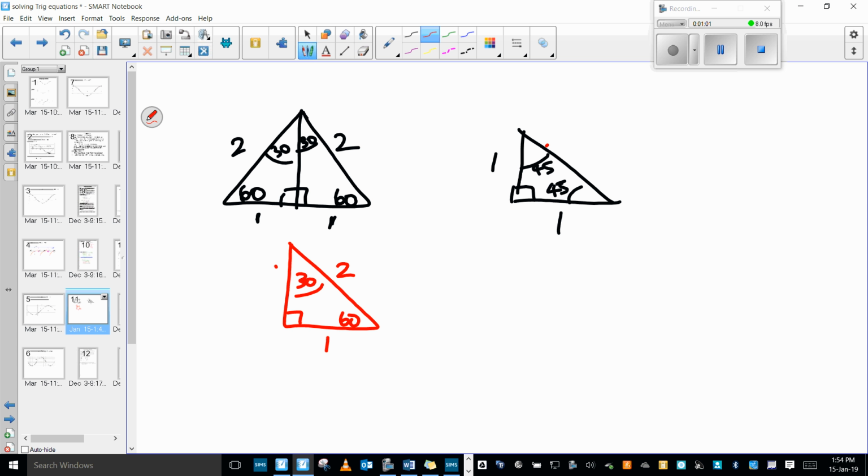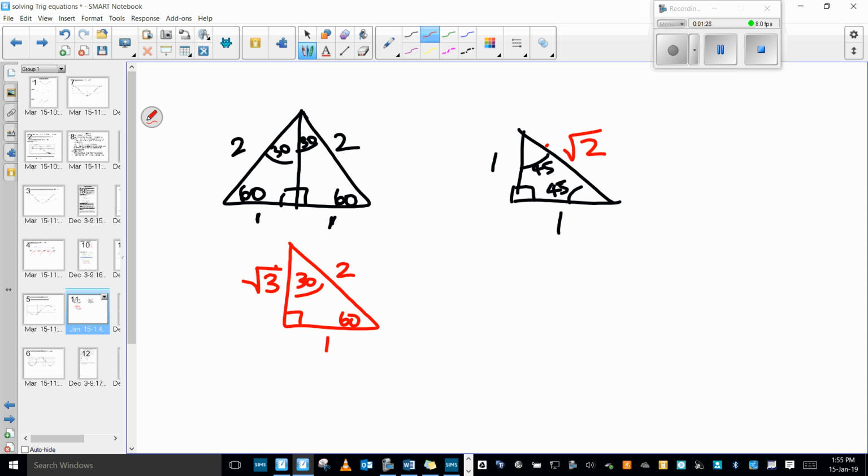2 squared, 4, minus 1 squared, 1, so 3. So it's the square root of 3. Yes? Because 2 squared subtract 1 squared equals this side squared, so that's going to be the square root of 3. And this one is root 2. Nice, thank you.